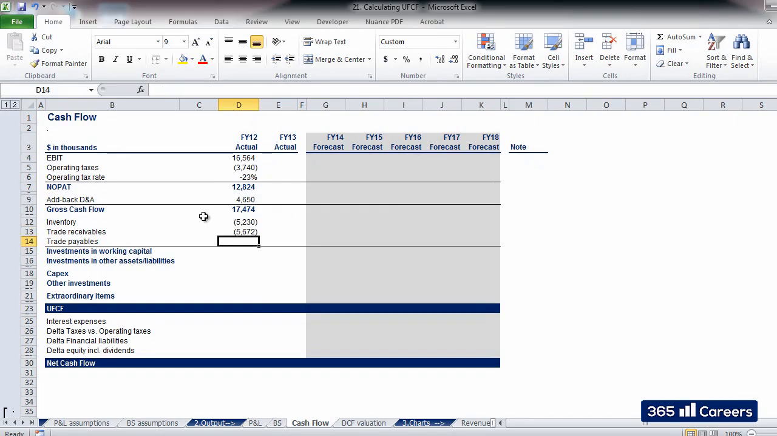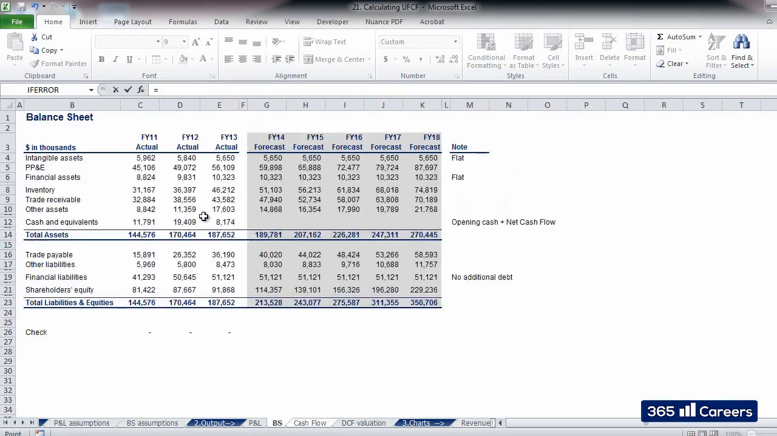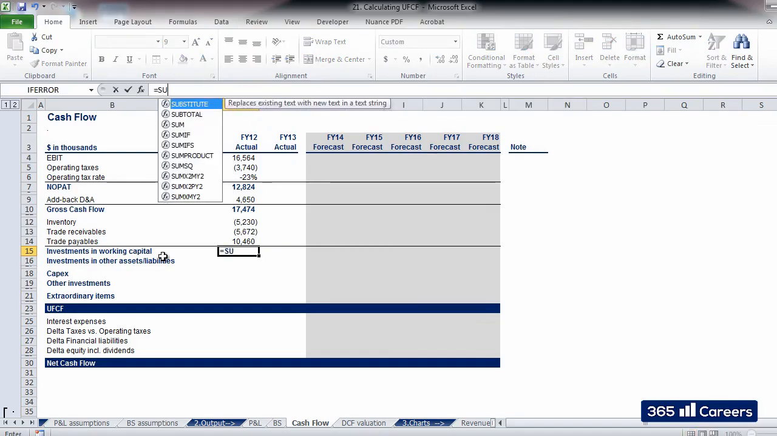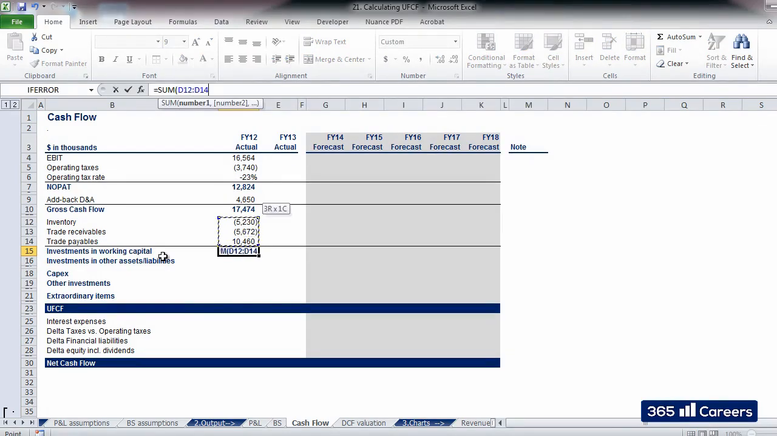Next, we have trade payables. They are a liability, and their increase generates cash. Hence, we would not put a minus sign in front of the formula which calculates cash movements for liabilities. Their increase translates in a cash inflow. We are subtracting the amount of trade payables at the end of 2012 and the amount at the end of 2011. These three movements represent the investments in working capital in our model.